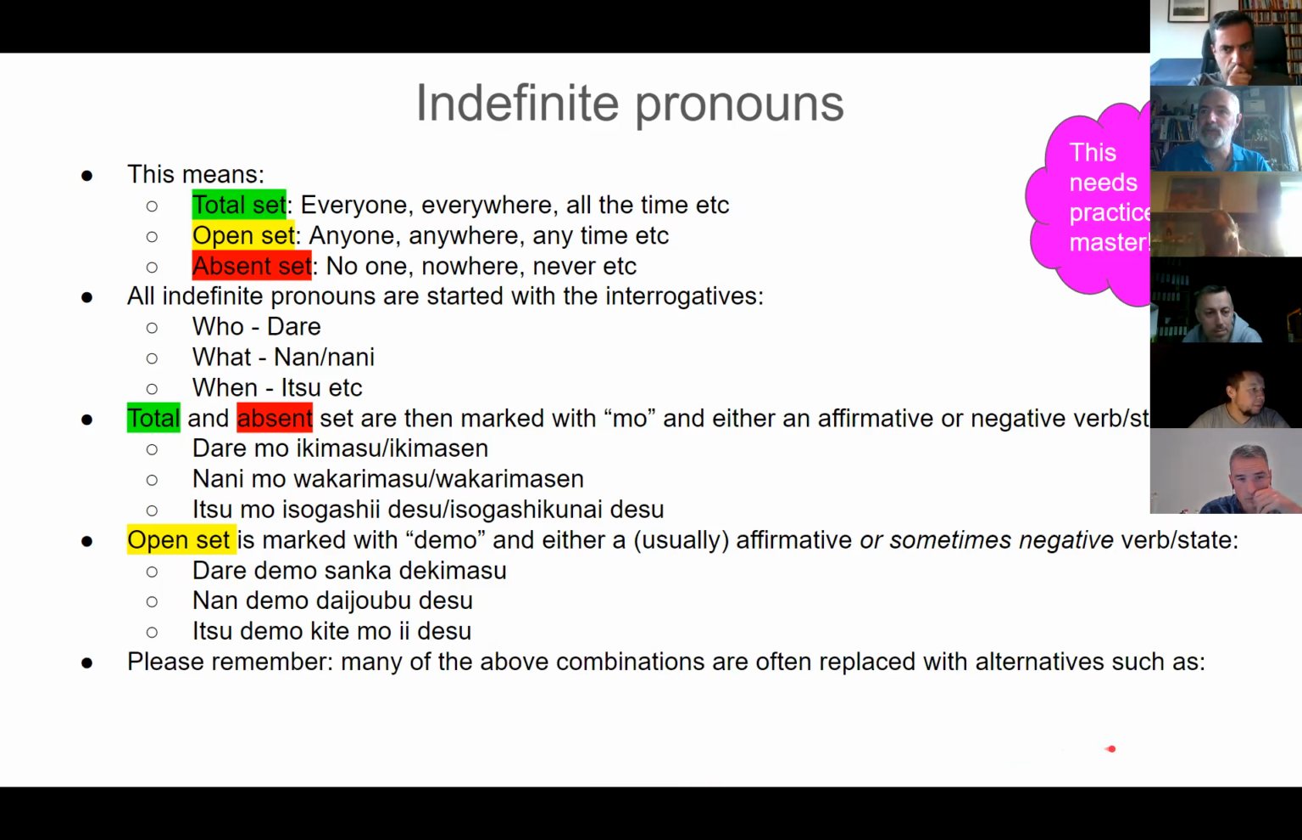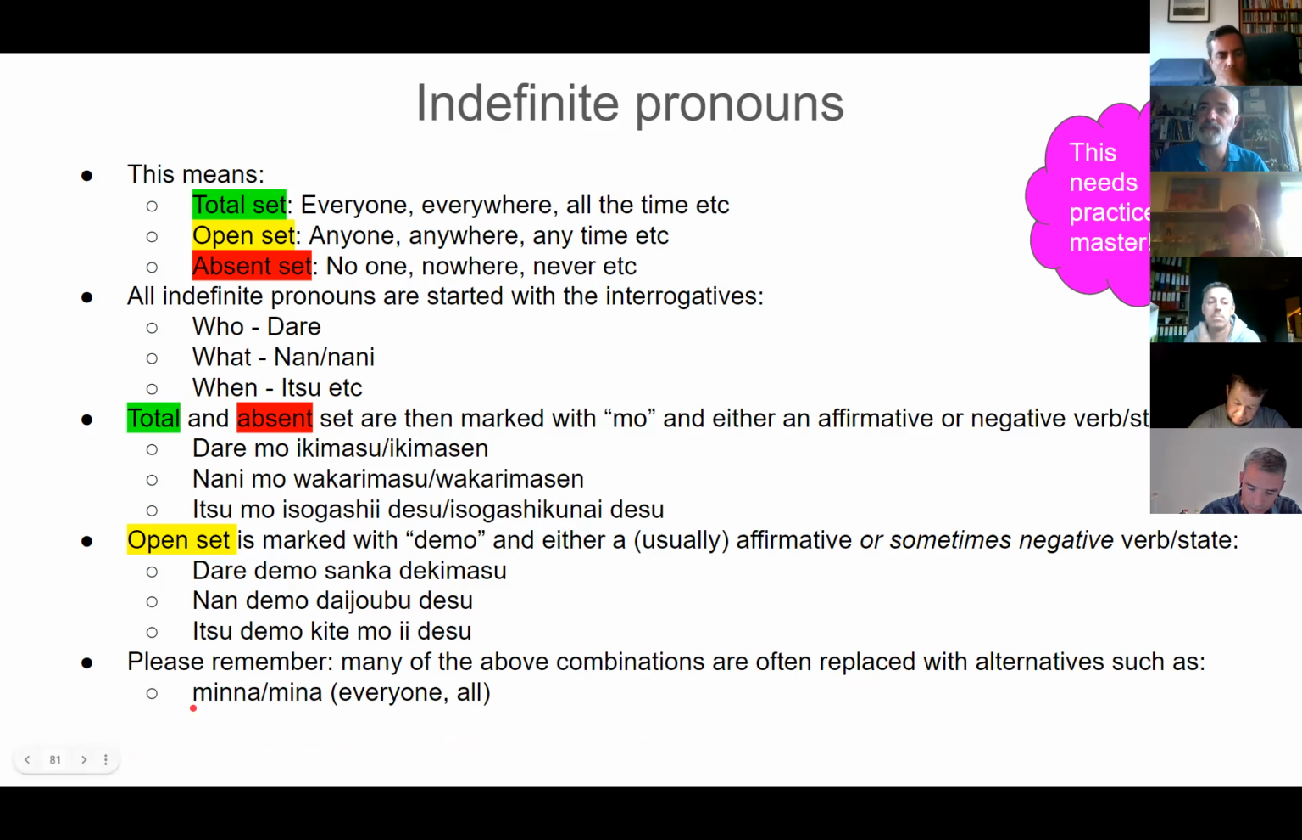So that's all well and good, pairing up the indefinite pronouns and then either using mo or demo, and then an affirmative or negative verbal state. The bit that makes it a little bit more tricky is that in normal conversation, quite often, these combinations are replaced with complete alternatives, such as instead of daremo, minna or minasan.